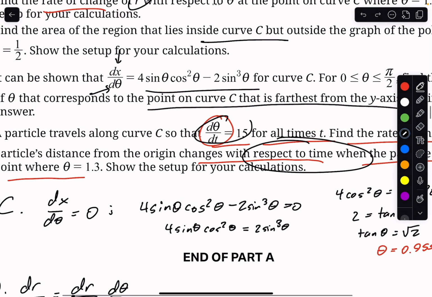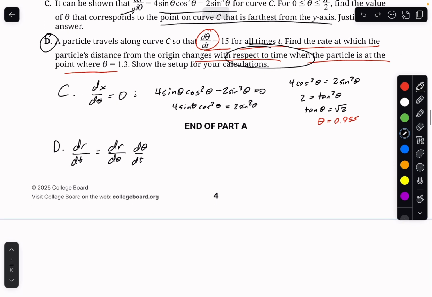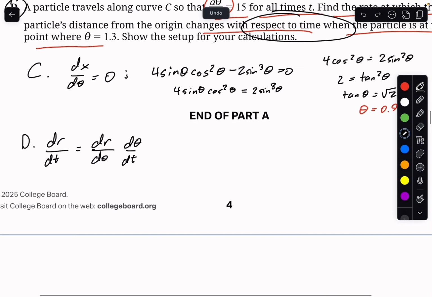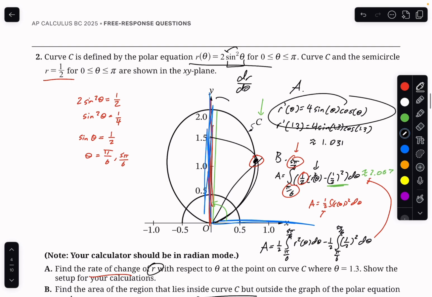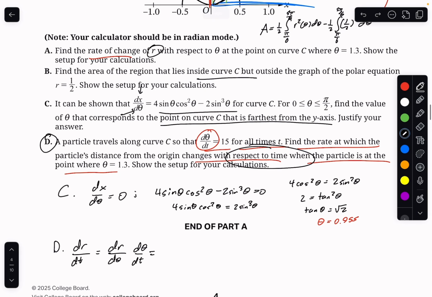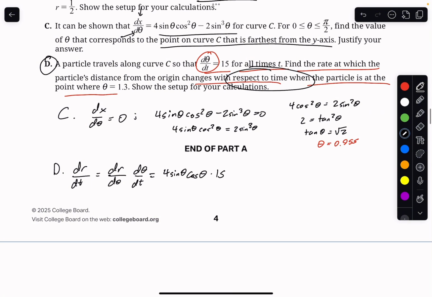If they give you something like this, you should be thinking, hey, you can't just plug it into dr dt, but what can I use to get dr dt immediately? So there you go. Once you get this, you're all set up to go. And we have dr d theta already. What was dr d theta? We calculated it up here. We have 4 sine theta cosine theta. So dr dt is equal to 4 sine theta cosine theta times 15, which is d theta dt.